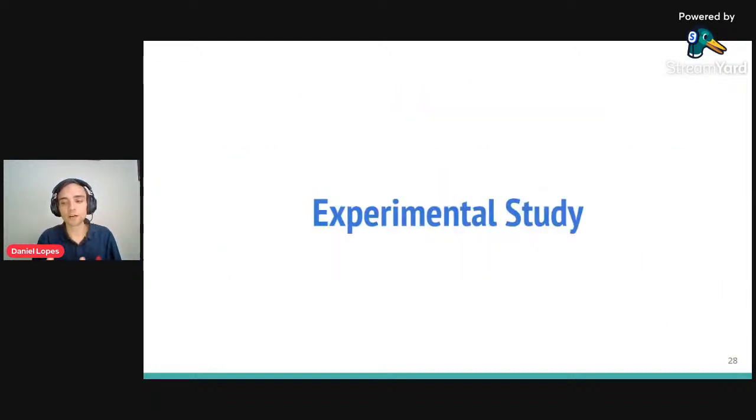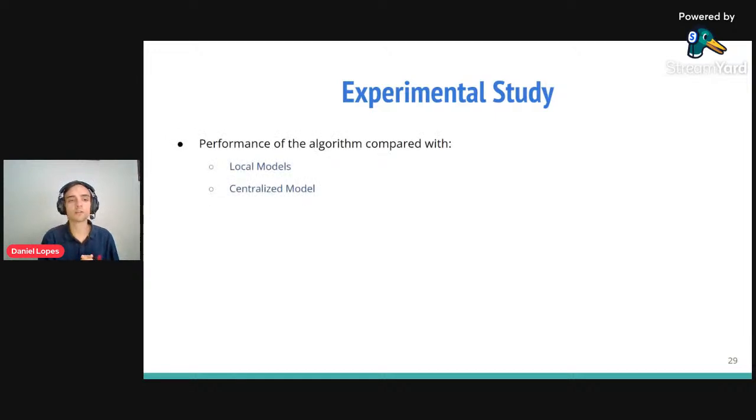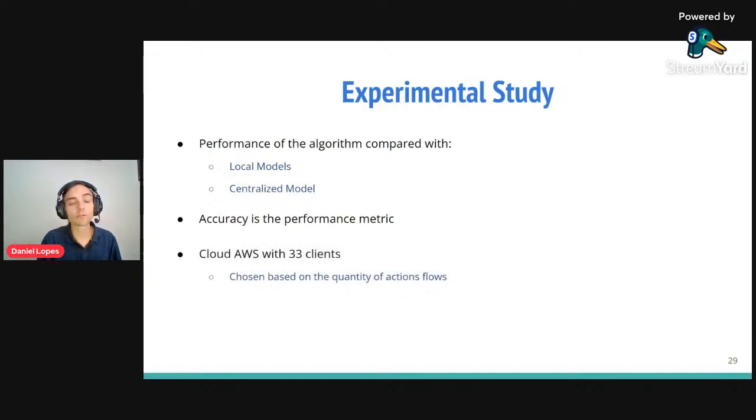To find out which one of these algorithms worked best for our use case, we performed an experimental study where we compared the performance of these algorithms with the performance of local models and the centralized model. We used accuracy as a performance metric, since the labels on each one of the clients were balanced. These experiments were performed in the AWS cloud using 33 clients. These clients were chosen in a balanced fashion, considering the total amount of data points, out of a total of 881 clients.